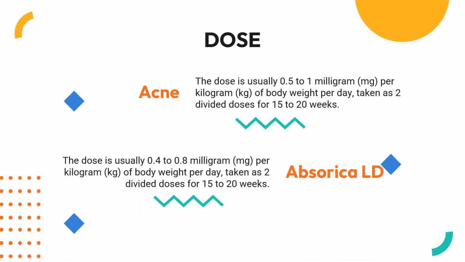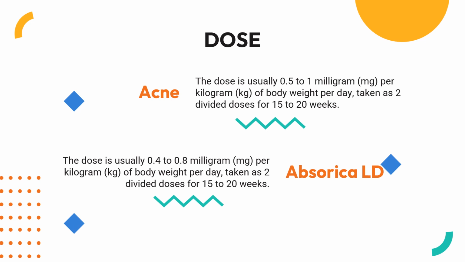Dose. For acne, adults and children 12 years of age and older, dose is based on body weight and must be determined by your doctor. For Absorica and Accutane, the dose is usually 0.5 to 1 mg per kilogram (kg) of body weight per day. Take in 2 divided doses for 15 to 20 weeks. Your doctor may adjust your dose as needed.